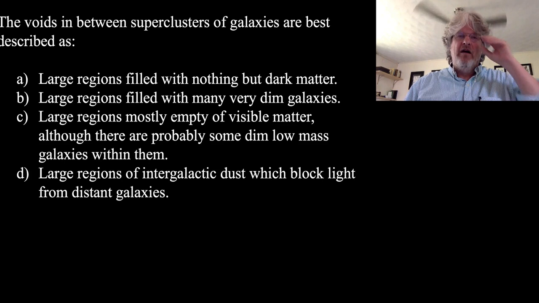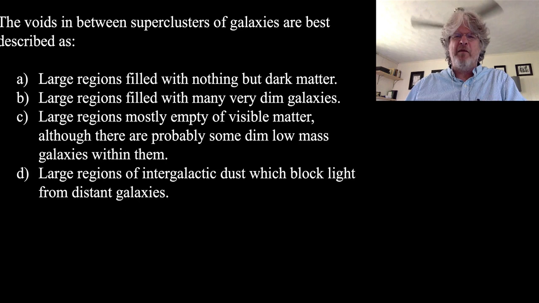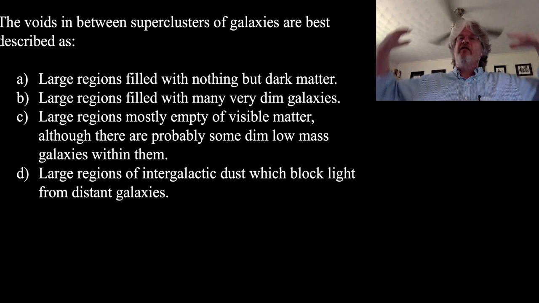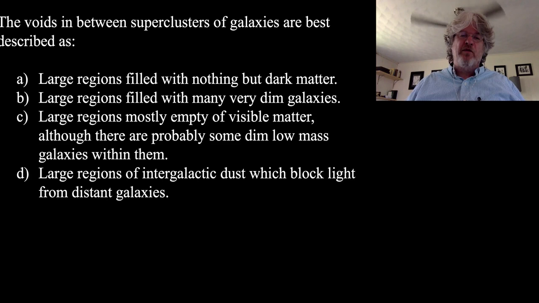All right, so the voids between superclusters of galaxies are best described as... Hey, wait a minute, this might be a previous chapter question. Anyways, here we go. How do you describe then the filament structure of the universe on large scales, those voids? You've got large regions filled with nothing but dark matter, large regions filled with many very dim galaxies, regions mostly empty of visible matter, though there are probably some dim low mass galaxies within them, and large regions of intergalactic dust which block light from distant galaxies.